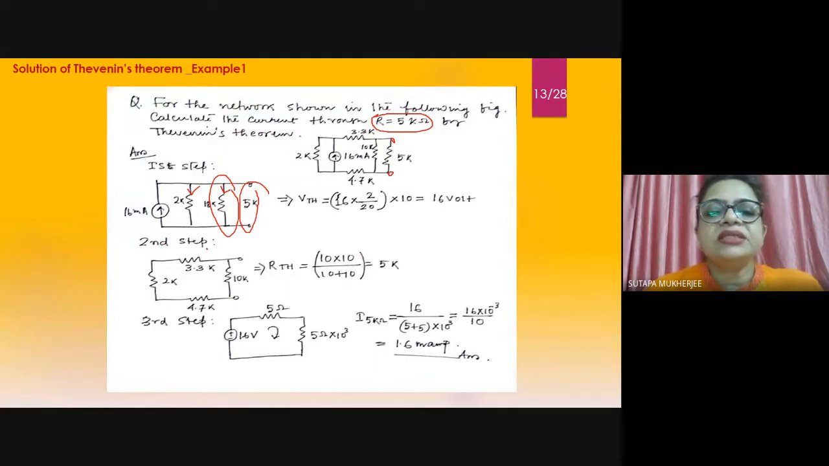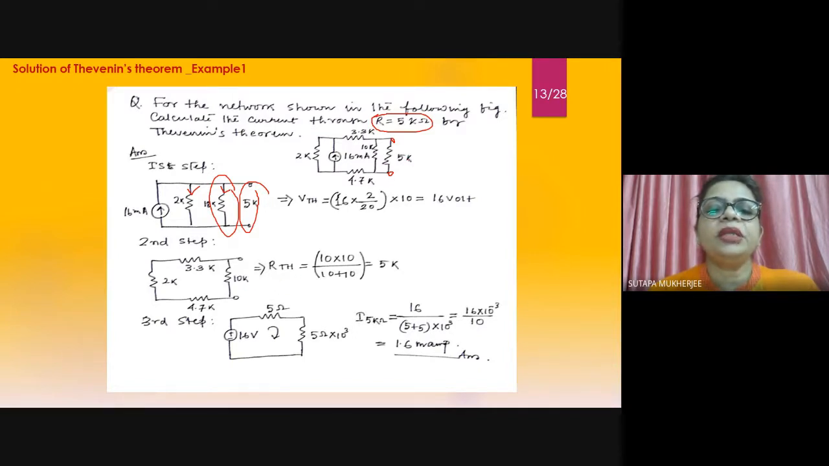Now come to the second step. The second step means you have to determine the RTH. So how can you determine RTH?